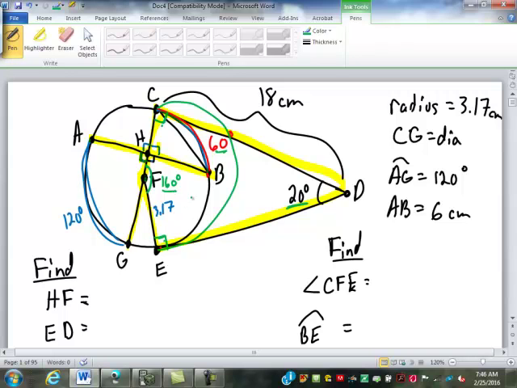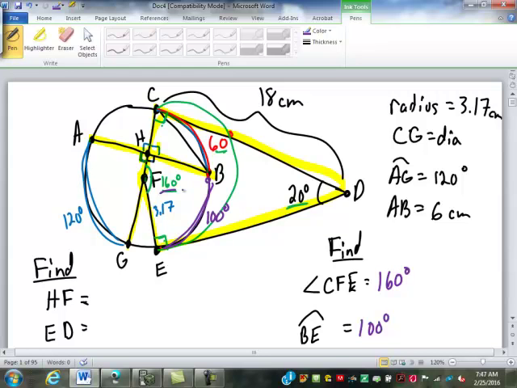So that's 160. That means that whole arc is 160, which means this portion of the arc here is 100 degrees. Just the 160 minus 60. Any questions on that? Angle CFE I just found. That was the 160 degrees. That's right there.